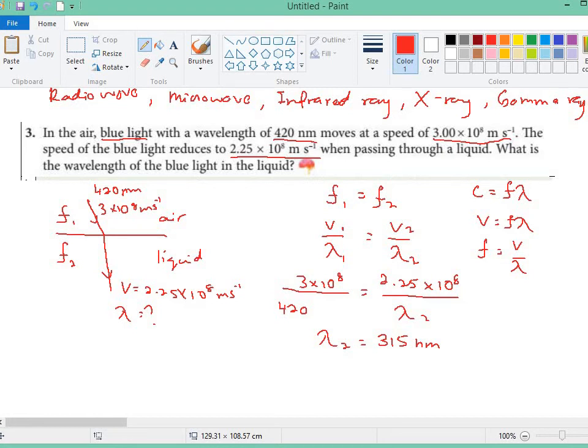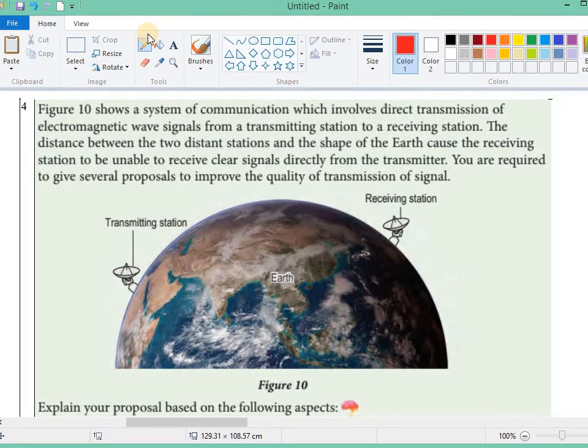Alright. Okay, next question, number 4. This is an essay question. Figure 10 shows a system of communication which involves direct transmission of electromagnetic wave signal from a transmitting station to a receiving station. The distance between the two distant stations and the shape of the earth cause the receiving station to be unable to receive clear signal directly from the transmitter. You are required to give several proposals to improve the quality of transmission of signal.